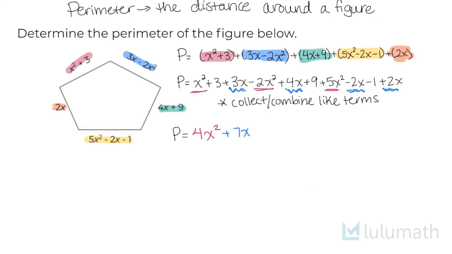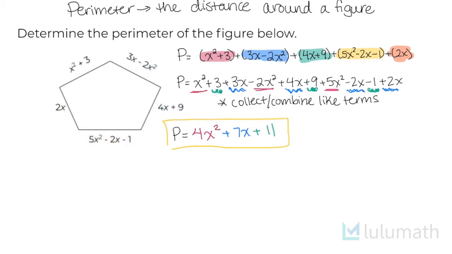Lastly, I have my constants. So I have 3, 9, and negative 1. Well, 3 plus 9 is 12, and 12 minus 1 is 11. So I get plus 11. And this right here is my final answer.